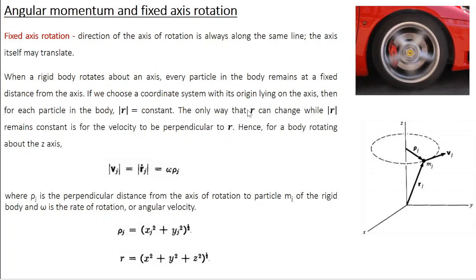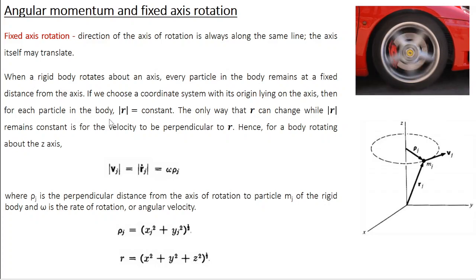Now the only way r vector can change while its magnitude remains a constant is that the velocity is perpendicular to r. If velocity is not perpendicular to r, what happens? Then, as always, you can resolve the velocity into two components, a parallel component and a perpendicular component. Now, the parallel component of the velocity is going to create a change in the magnitude of the r vector, right? If both are along the same direction, r is going to increase. If both are along the opposite direction, then r is going to decrease. Then that is common sense.